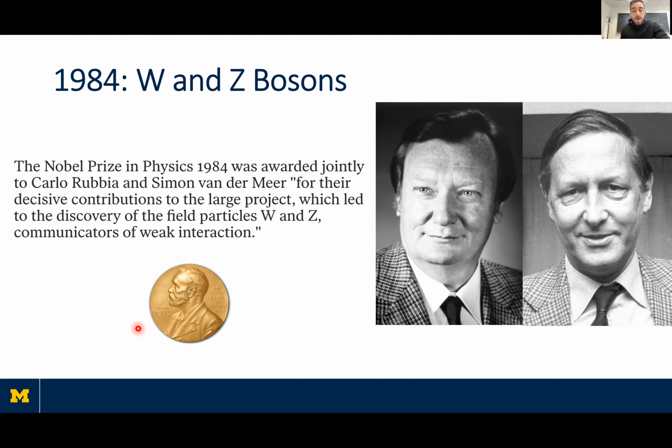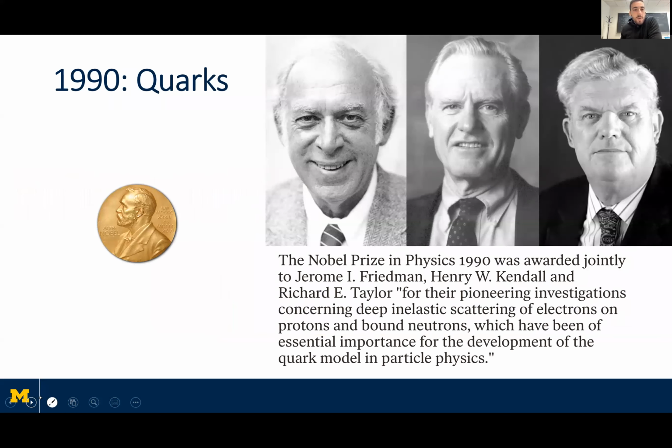So far we have Nobel Prizes for electrons, for neutrons, for positrons, for mesons, for quarks, and now bosons. So there's all sorts of particles that are being discovered in the 20th century, and a lot of Nobel Prizes are being given. And if you go even closer to us right now, 1990, the quarks were discovered. So deep inelastic scattering experiments were happening, and Friedman, Kendall, and Taylor discovered that there was strong evidence for the existence of quarks, and they got their Nobel Prize.